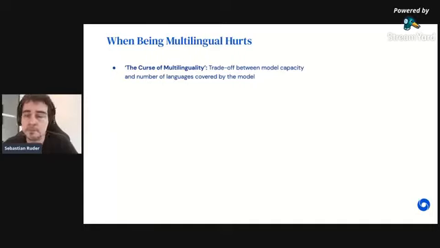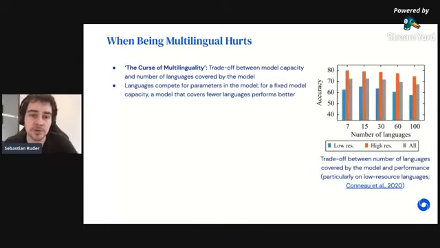And what this curse of multilinguality particularly has been used to refer to is a trade-off between how big your model is and how many languages it captures. In particular, people have observed that for a model with the same capacity, if you include more languages in your model, so here we can see a model with a fixed capacity, as you increase the number of languages from left to right, and the accuracy on the XNLI tasks that we looked at before, split across low resource, high resource, and all languages.